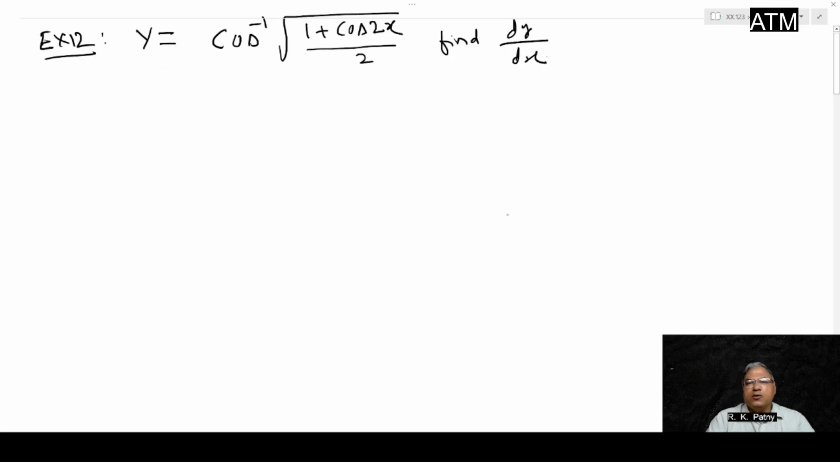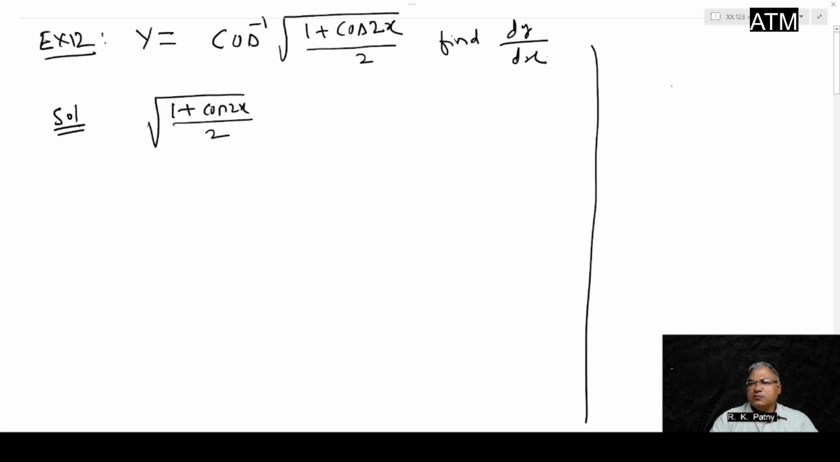Next example: y equals cos inverse of the square root of (1 plus cos 2x) upon 2. Find dy by dx. Solution. Before proceeding, we must simplify the part which is inside the root, (1 plus cos 2x) upon 2. First we will simplify this in the rough work.